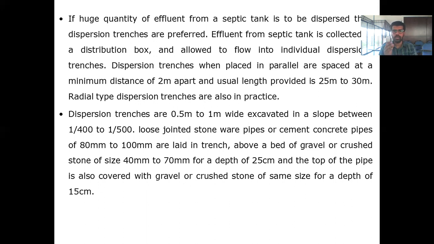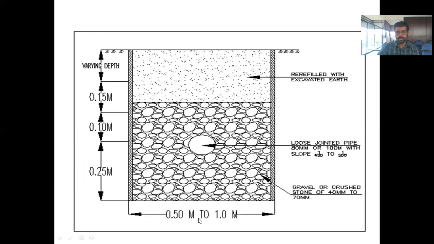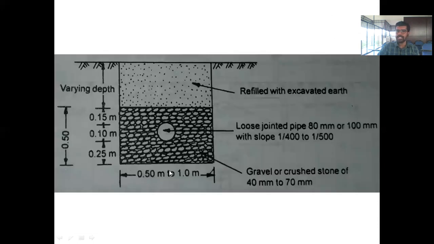Okay, two trenches there should be 2 meter width. Now radial type dispersion trenches or some other types of dispersion trenches are also in practice, but normally we use this type of dispersion trench. Dispersion trenches are 0.5 to 1 meter wide, so that we have already seen. Inside this dispersion trench only, the pipe will be routed.